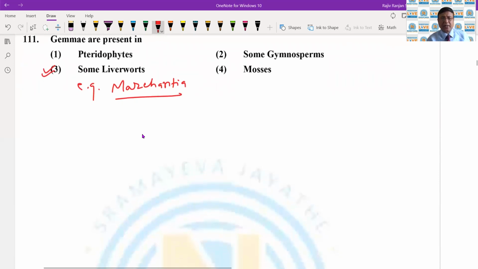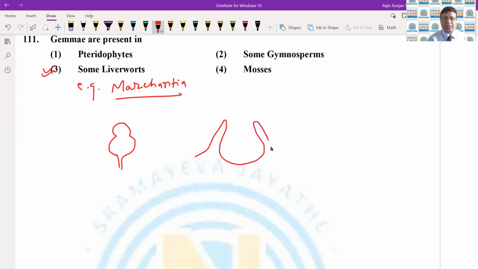So gemmae are actually flattened structures like this with a stalk, and numerous such gemmae are found on the cup-like structure on the surface of Marchantia, which is known as the gemma cup. So many such gemmae are there, and many other filaments are there. So these are gemmae. And if we see a gemma from the side, we find that it is a flattened structure.